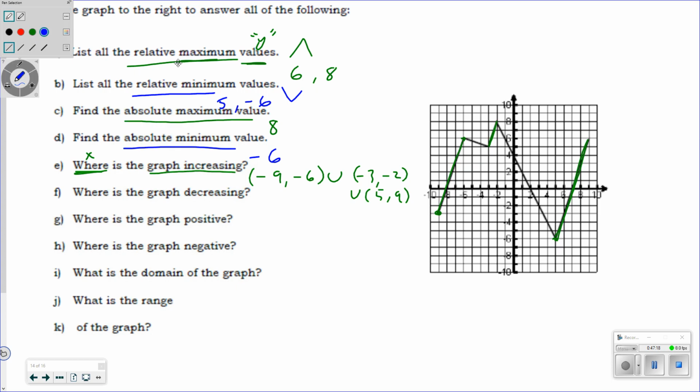Now, where's the graph decreasing? I'm decreasing on these blue parts I'm going to draw, just those two. So where, again, is x? You have -6 and -3.